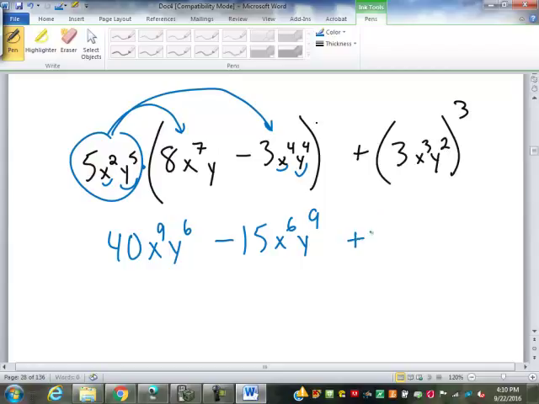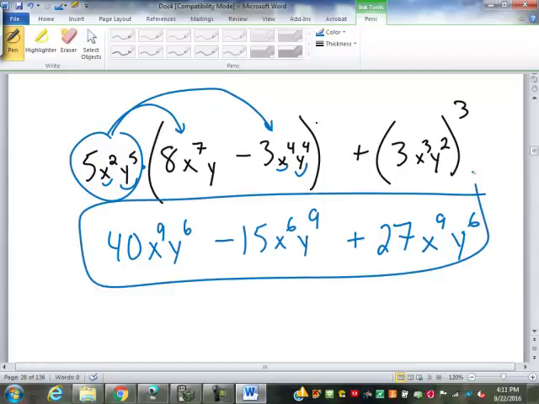Over here now, we have a power. 3x to the 3rd, y squared to the 3rd power. Where do we start on that one? 3 to the 3rd power is 27. It's 3 3's multiplied together, so 3 times 3 times 3. x to the 3rd to the 3rd power. x to the 9th, good. When we take a power of a power, you end up multiplying the powers, so 3 times 3 is 9. And y to the 6th. Good. How many of you had that one right?